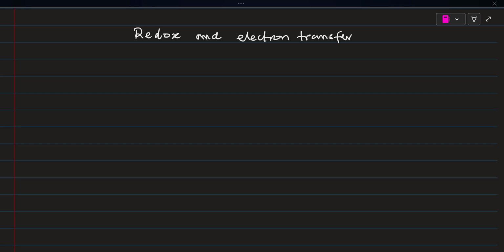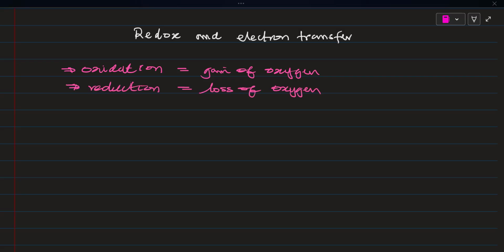Welcome back. In this part of the series, we want to discuss redox and electron transfer. This is going to be another definition of oxidation and reduction. Remember, in the previous class, we defined oxidation as gain of oxygen, and we defined reduction as loss of oxygen. We used the reaction between magnesium and oxygen to give us magnesium oxide as our example. We want to use that same reaction to define oxidation in another way.